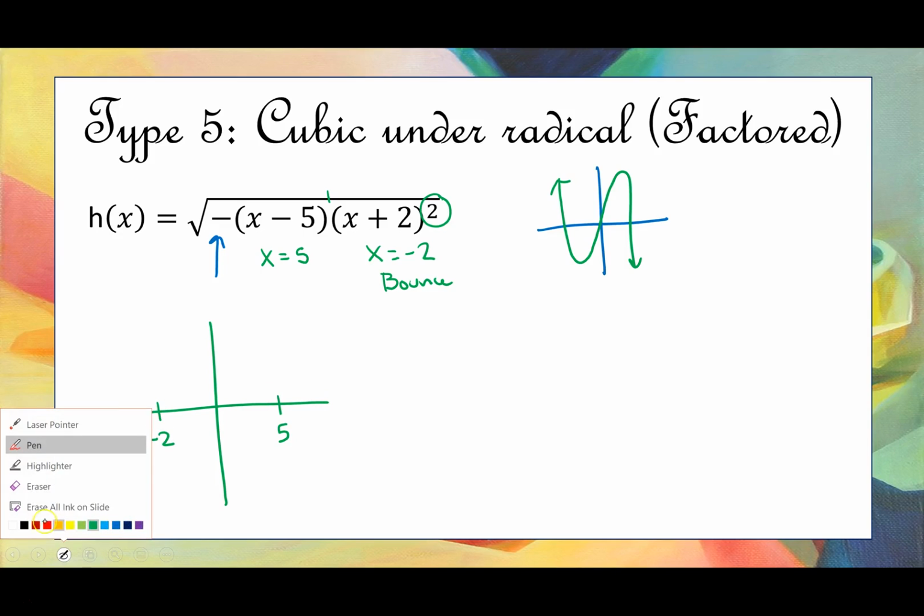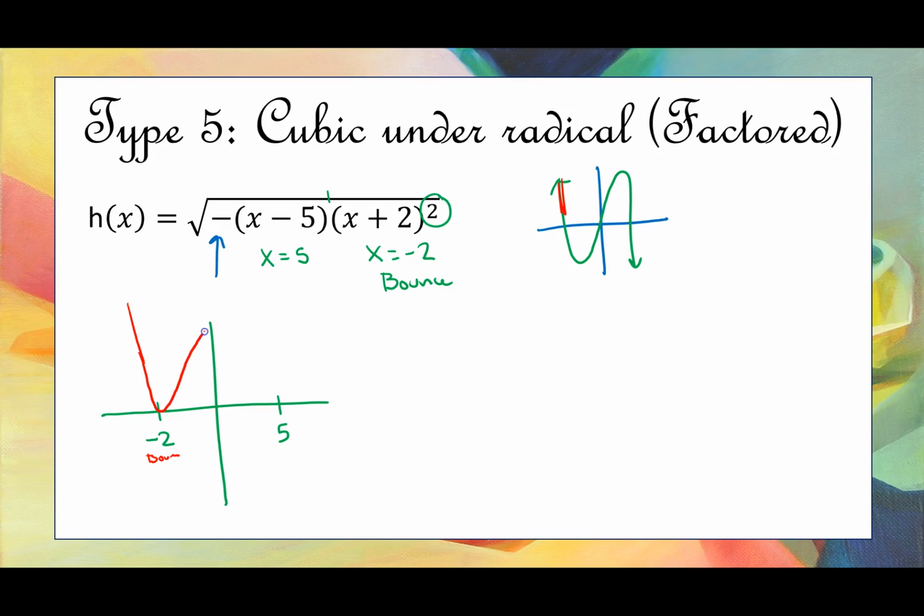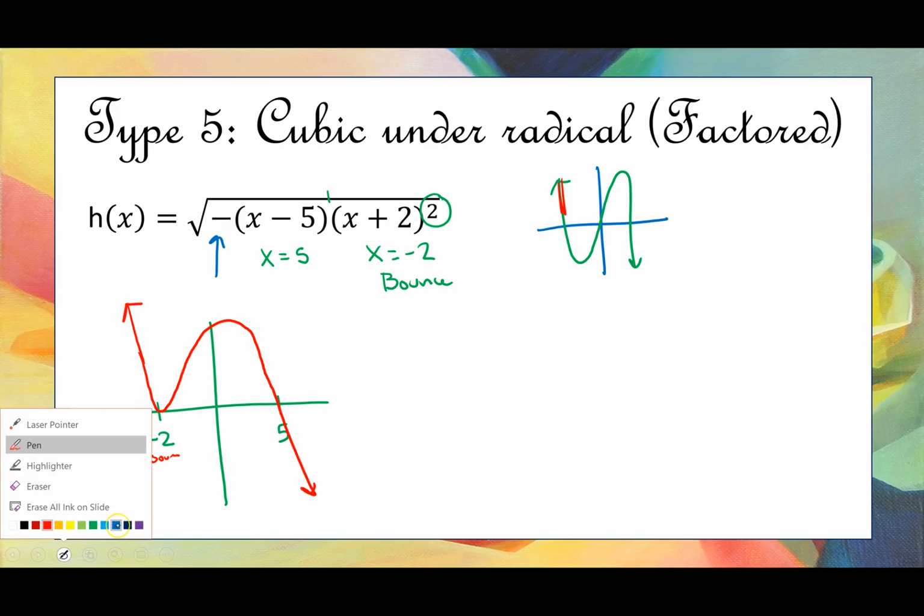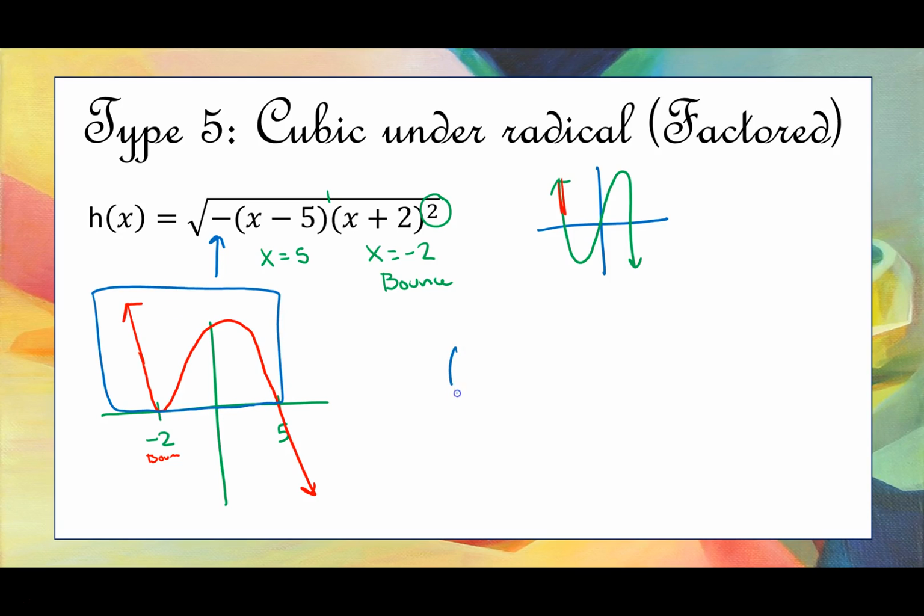And now to graph this, I know it starts like this, so it's going to start and it's going to, which one was my bounce? This one was my bounce. So I'm going to go down, hit, and then it does something up there, and then it goes back down. So the places where this is actually greater than or equal to 0 is going to be right here. So that's going to be from -infinity to 5. And we can include 5 because it's equal to 0 at that point. All right, that's it. Cubics under a radical.